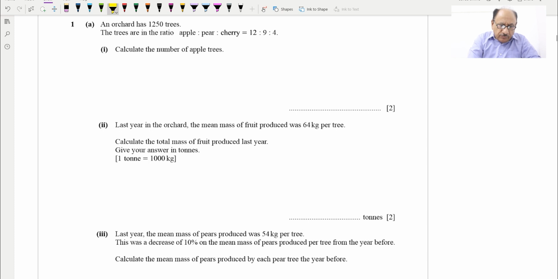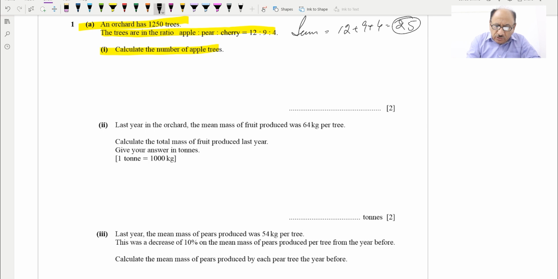Question number 1, part A says an orchard has 1250 trees. The trees are in the ratio they have given for apple, pear and cherry, and calculate the number of apple trees. So we'll be checking for the sum of ratios, and the sum will be equal to 12 plus 9 plus 4, which is equal to 25. So the sum of ratios is 25.